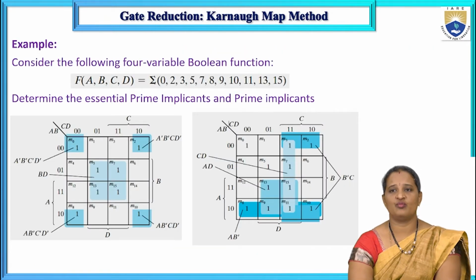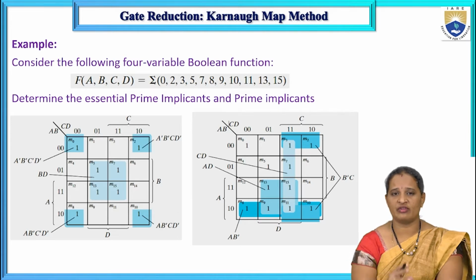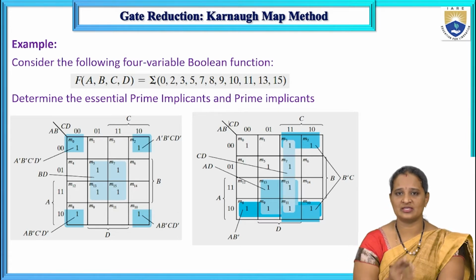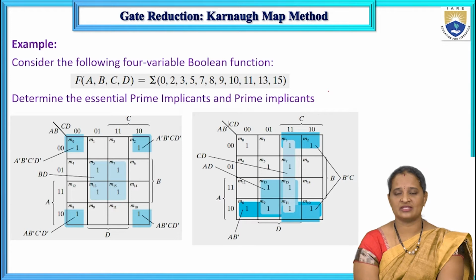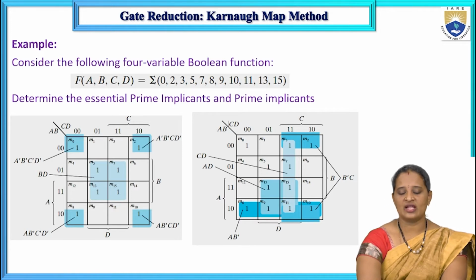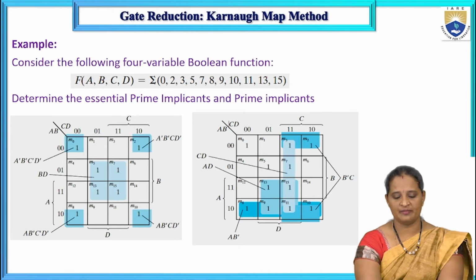Now let us see the difference between essential prime implicants and prime implicants. How can we identify the essential prime implicants and prime implicants? Let us take an example and try to analyze the difference. So consider the 4-variable Boolean function given here: f of a, b, c, d is equal to summation 0, 2, 3, 5, 7, 8, 9, 10, 11, 13, 15.